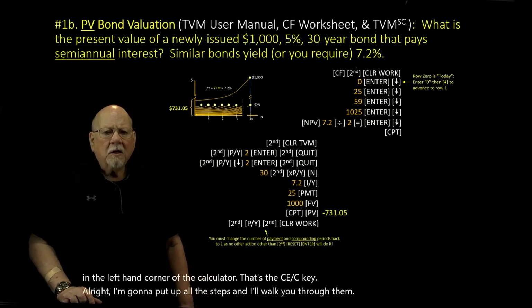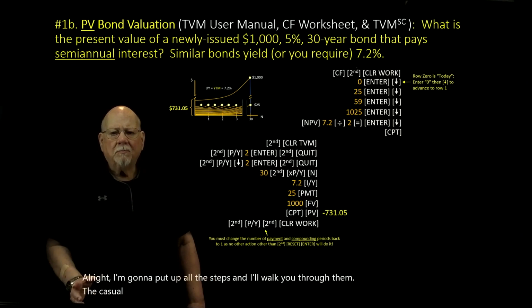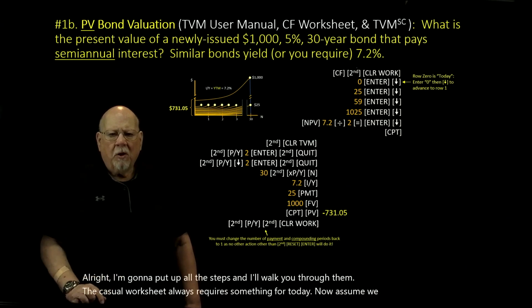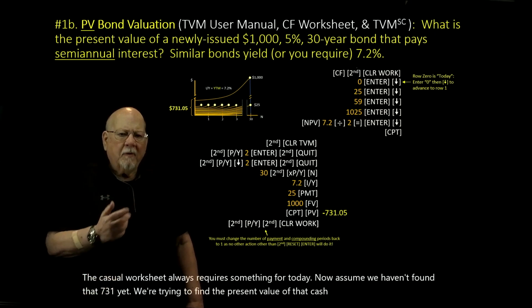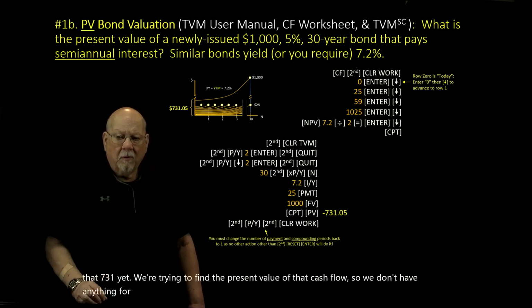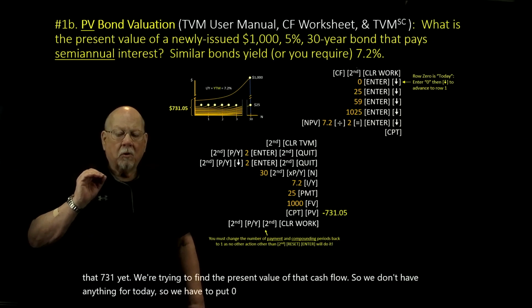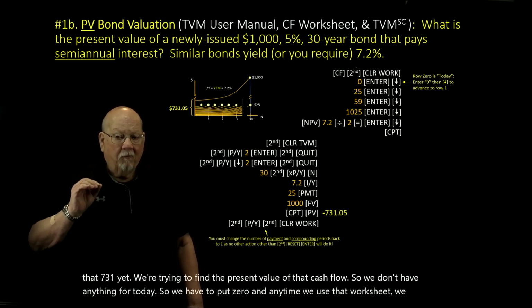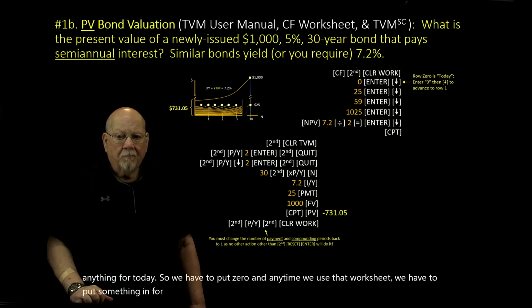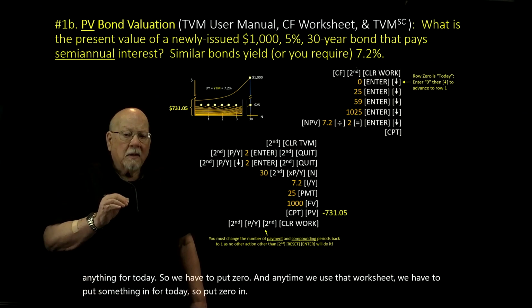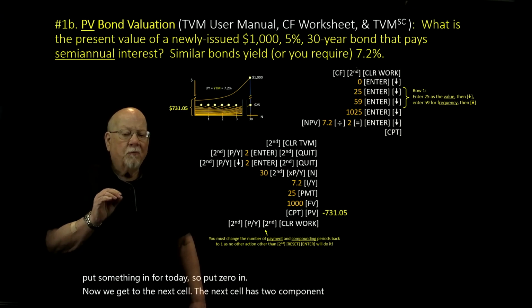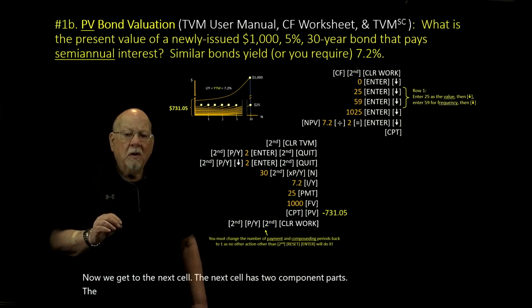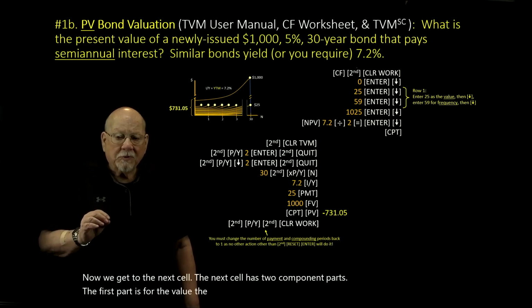The cash flow worksheet always requires something for today. Now, assume we haven't found that 731 yet, and we're trying to find the present value of that cash flow. So we don't have anything for today, so we have to put 0. And anytime we use that worksheet, we have to put something in for today. So we put 0 in. Now we get to the next cell. The next cell has 2 component parts. The first part is for the value. The second part is for the frequency.